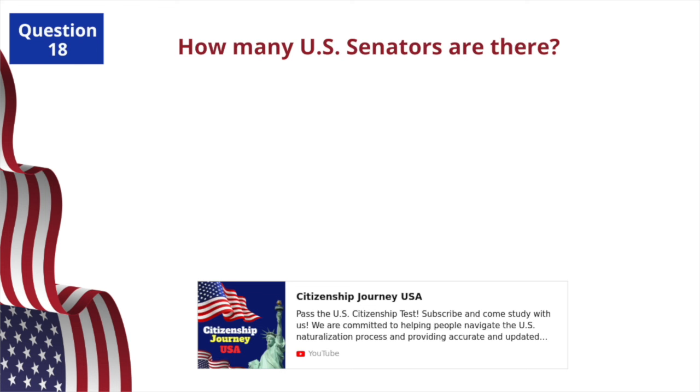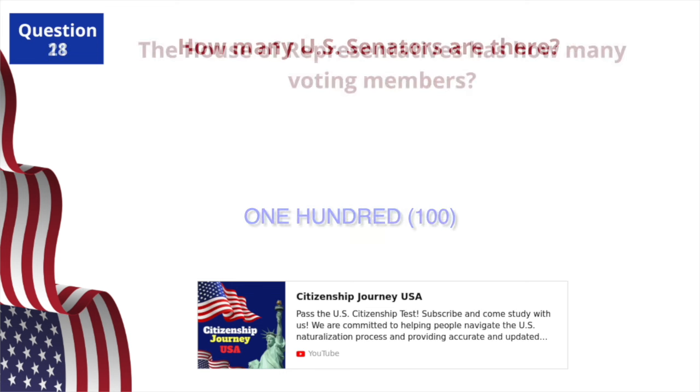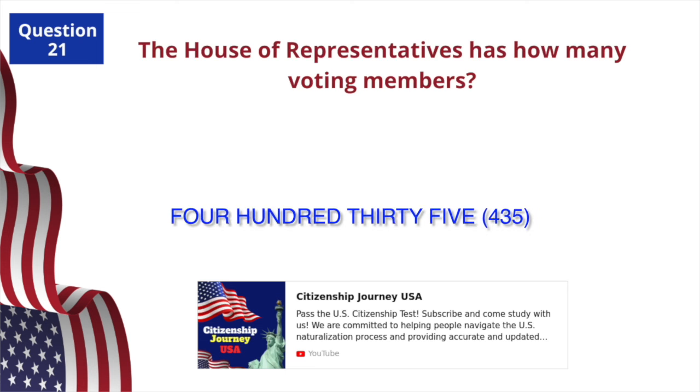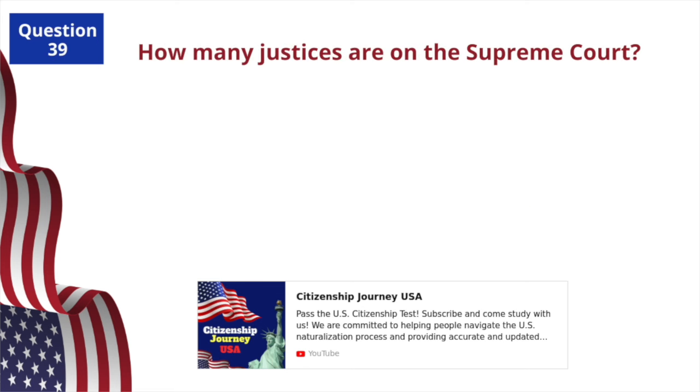How many U.S. senators are there? 100. The House of Representatives has how many voting members? 435. How many justices are on the Supreme Court? 9.